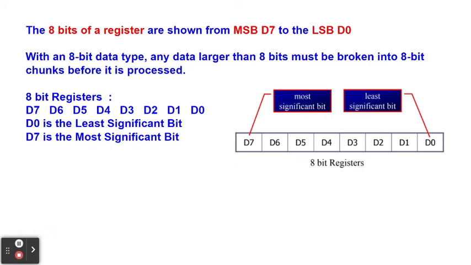So with an 8-bit data type, any data larger than 8 bits must be grouped together or broken down into 8-bit chunks before it can be processed. That is the rule. So if you have 16 bits, it can be processed two times because it will be divided into two 8-bit data.